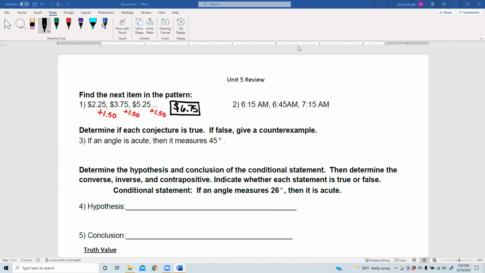Number 2. We go from 6:15 a.m. to 6:45 a.m. to 7:15 a.m. So what are we doing each time? It looks like here we're adding 30 minutes. Then we add 30 more minutes. So let's add 30 minutes again. That's going to make us end up at 7:45 a.m.